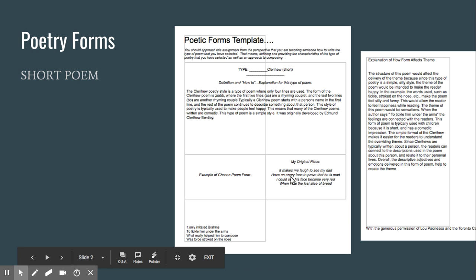And then for mine, I said: it makes me laugh to see my dad have an angry face to prove that he is mad. I could see his face become very red when I ate the last slice of bread. My poem was much more simple than the one I found online. However, they both had comedic effects, and the overall theme was to be funny and happy. This style of poem is generally a simple short poem, which can be used with children.